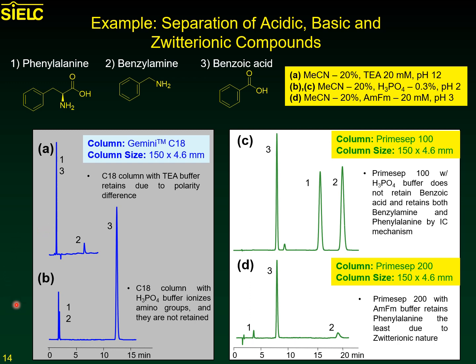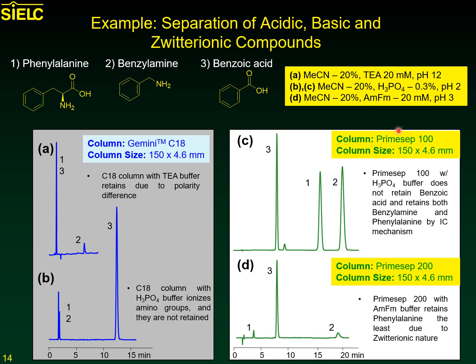If one were to switch the mobile phase over to once again using 20% acetonitrile and water and a phosphoric acid buffered solution that has a pH of 2, they would find that the phenylalanine and the benzylamine elute quickly from the column because now their amino groups have been ionized to the corresponding ammonium groups, and the benzoic acid will elute from the column last because of the reverse phase interaction with the aromatic ring and the compound itself not being ionized.